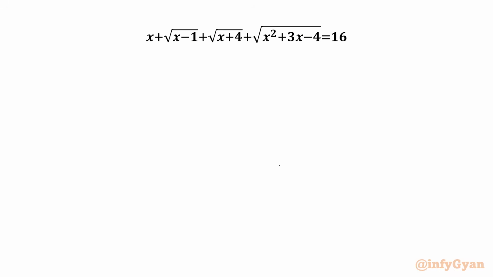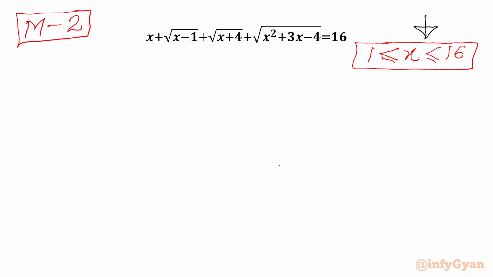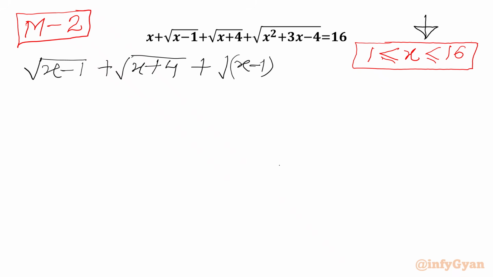Now method number 2. In this method, we'll write the domain first. Here it is. x should be in the interval 1 to 16. Now we can write our equation: square root of x minus 1 plus square root of x plus 4 plus square root of (x minus 1) times (x plus 4), which is x square plus 3x minus 4. This must be equal to 16 minus x.